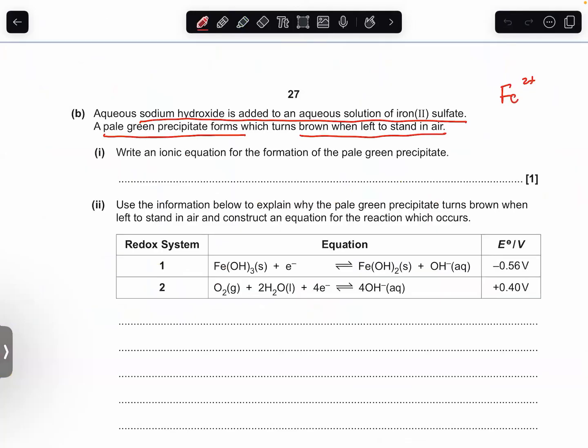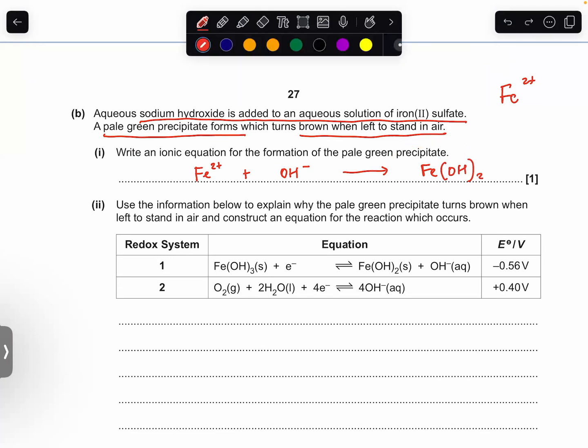Write an equation for the formation of the pale green precipitate. This is Fe2+ in the presence of hydroxide ions will give you iron 2 hydroxide. It's not asked for the state symbols because it tells you that a precipitate is formed. But if it did ask you for state symbols, usually they do, you would write this. And just to balance, put a big 2 there. Lots of easy marks with equations like this.